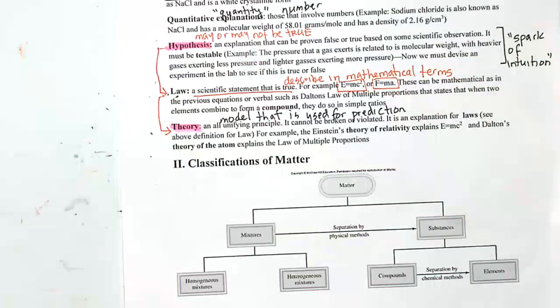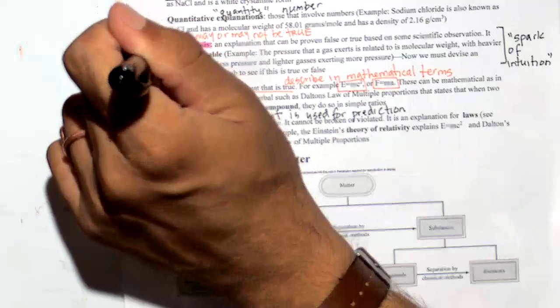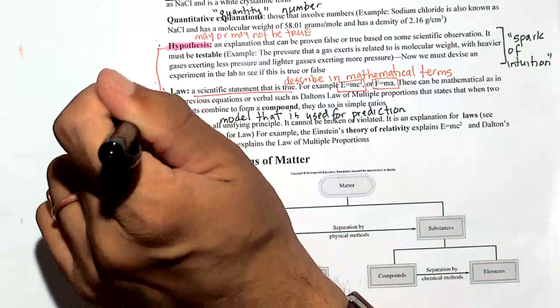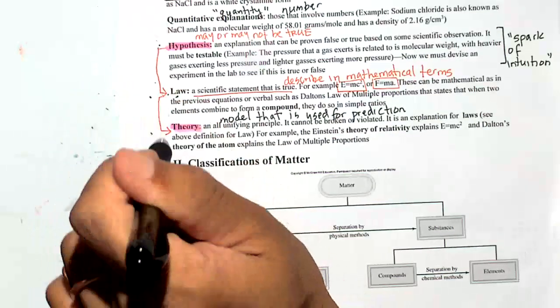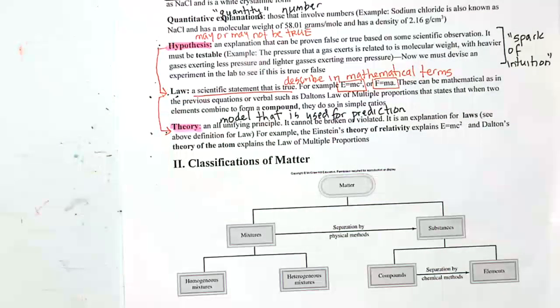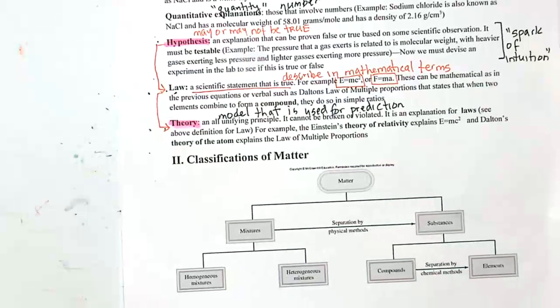We want to also realize it's all about observation: what you see, what you hear, what you smell, what you touch, all these things. We go from that spark of intuition, we put it in math equations, we test those math equations, and we put it into a theory. This is how science happens, not just in chemistry, but in biology and physics as well.